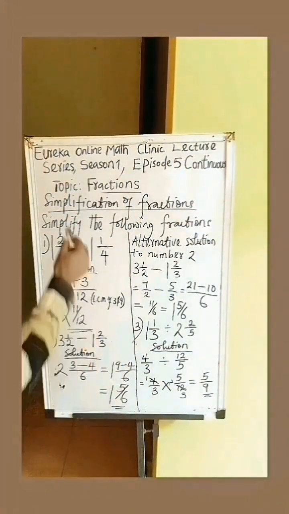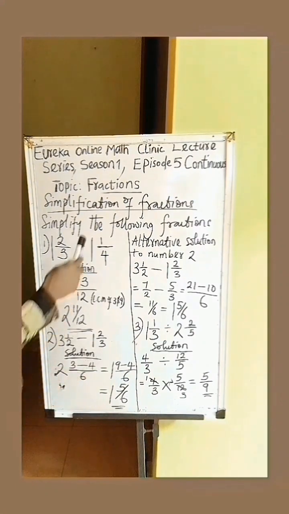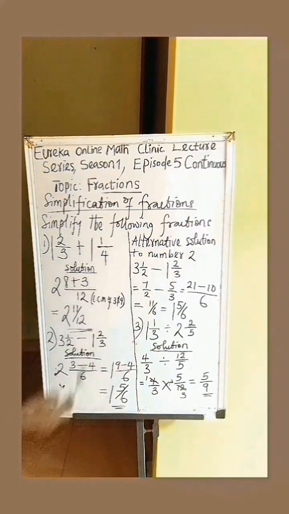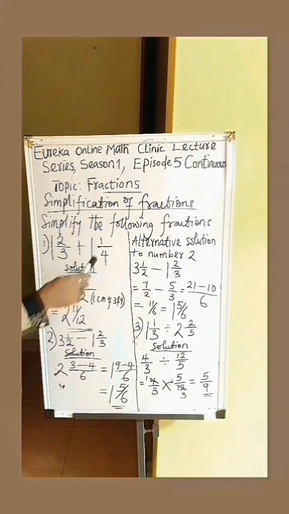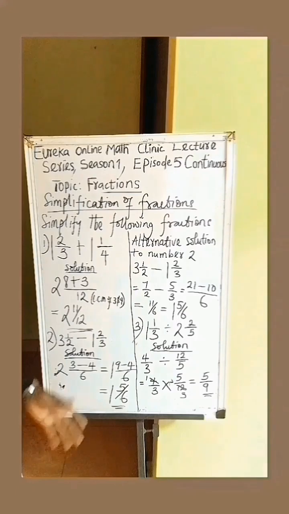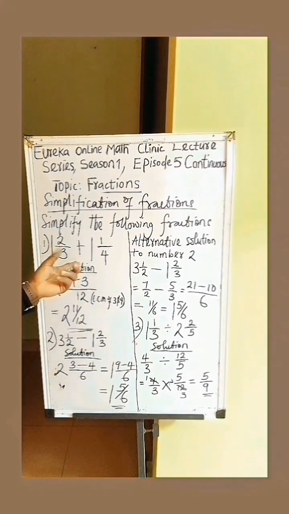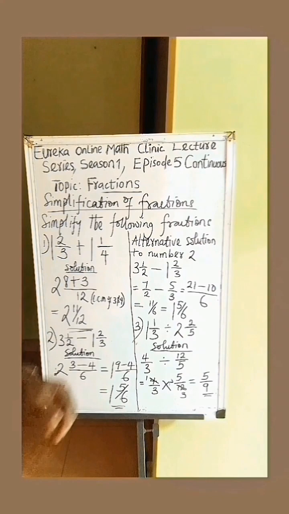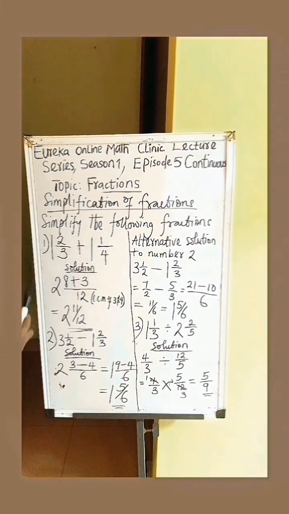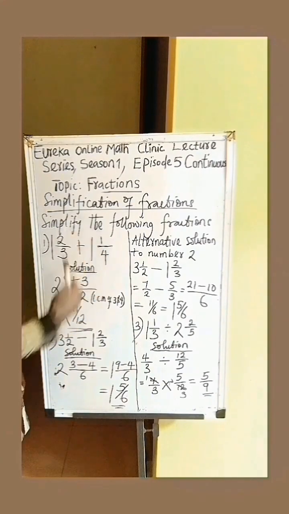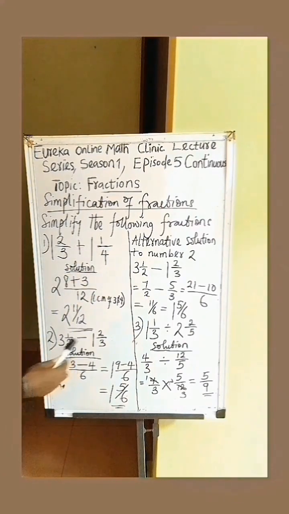So here we have simplification of fractions. Simplify the following fractions. 1 whole number 2 over 3 plus 1 whole number 1 over 4. Like I told us, this is simplification of fraction by addition. So here, these are whole numbers. You are adding up mixed fractions. We have treated mixed fractions. So this is a mixed fraction. This is a mixed fraction. So you are adding up two mixed fractions.